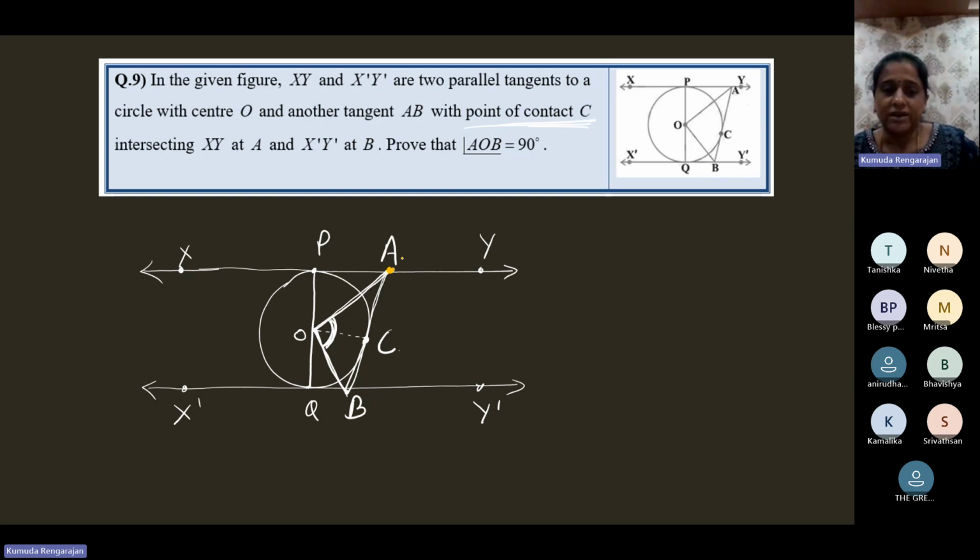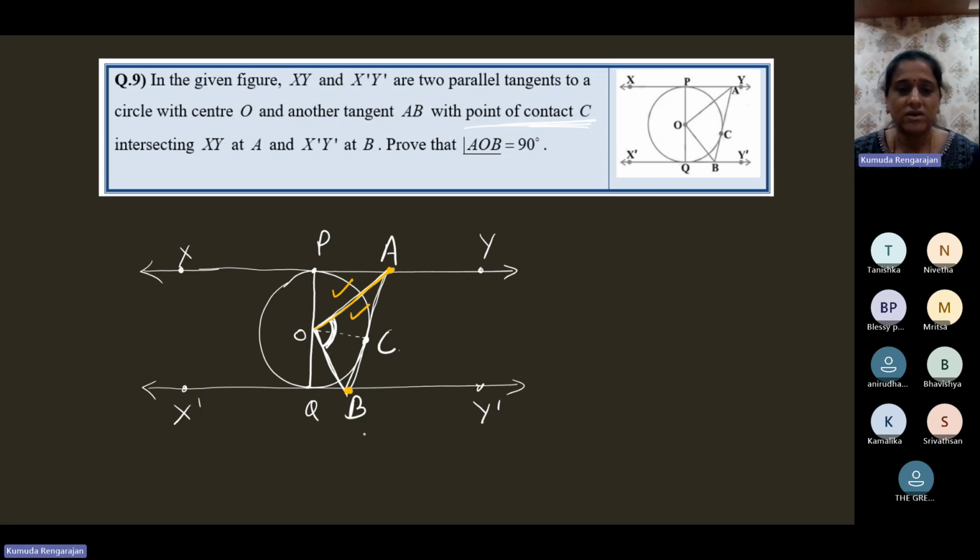This is the external point A, right? And OA is the distance between the center and the external point. Now there are two triangles on either side of OA. You need to take up those two triangles. Similarly for B. The other points are on the circle: P is on the circle, Q is on the circle, C is on the circle. A and B are the points outside the circle.